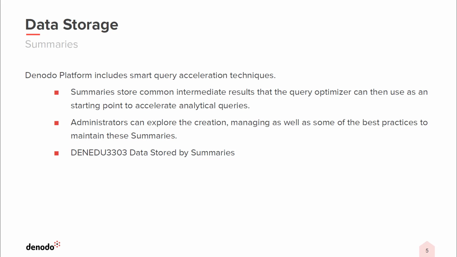In general, these summaries can store common intermediate results that the query optimizer can then use as a starting point to accelerate analytical queries. That is, instead of visiting a data source to retrieve data, summaries act as a starting point from where the results are retrieved and analyzed faster and deliver the results quicker to the end user. As part of this module, we will walk you through creation of summaries, managing them, and some of the best practice that need to be followed when working with summary views.